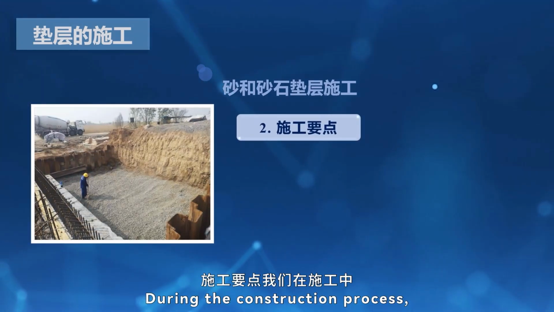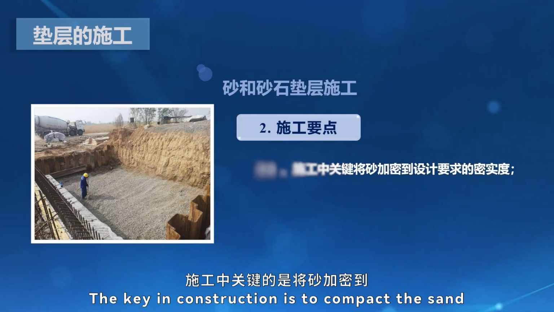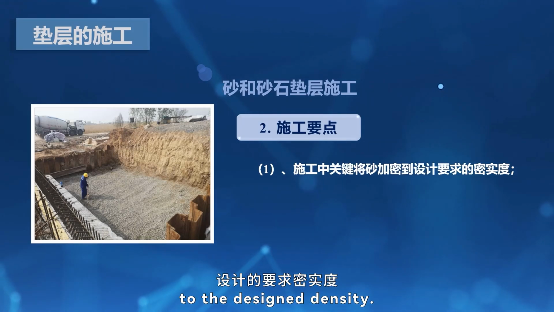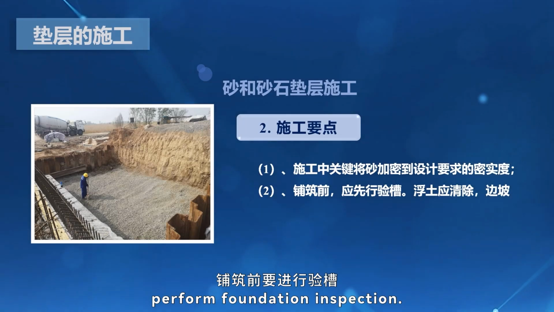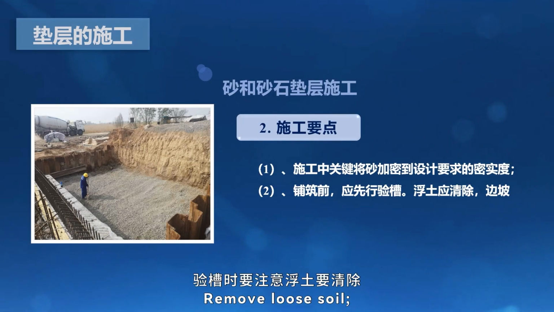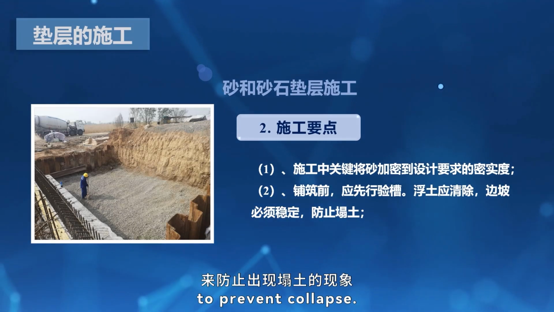During the construction process, we must pay special attention. The key in construction is to compact the sand to the designed density. Second, before laying, perform foundation inspection. Remove loose soil. Slopes must be stable to prevent collapse.